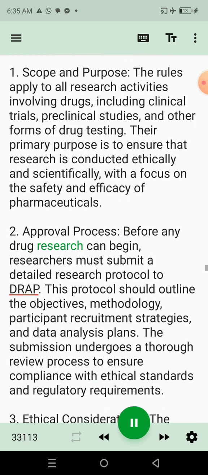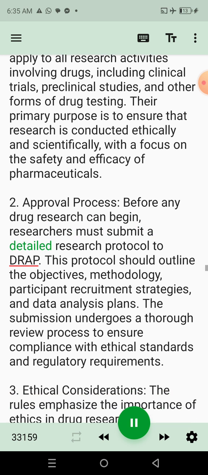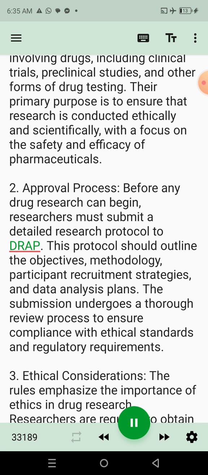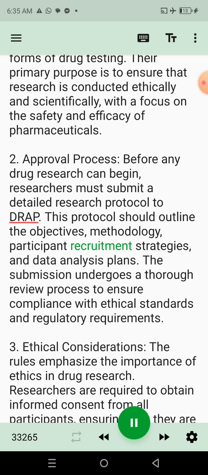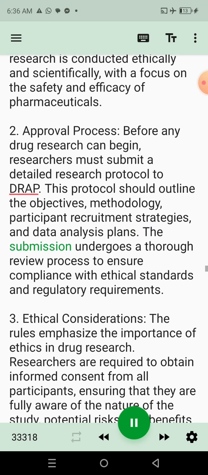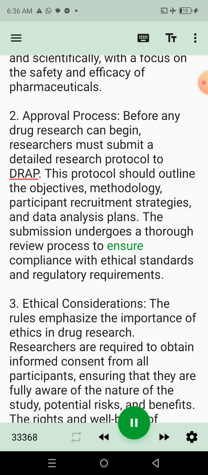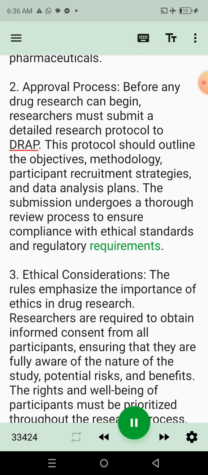2. Approval process. Before any drug research can begin, researchers must submit a detailed research protocol to DRAP. This protocol should outline the objectives, methodology, participant recruitment strategies, and data analysis plans. The submission undergoes a thorough review process to ensure compliance with ethical standards and regulatory requirements.